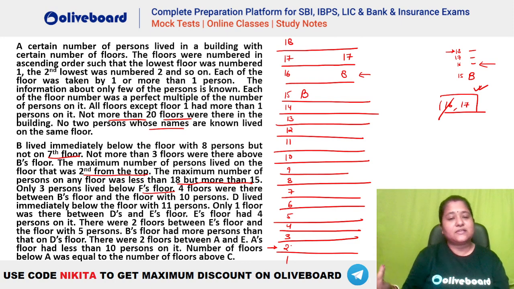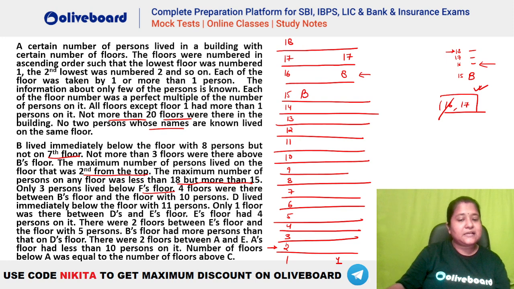Now floor number 1 can have only one person. Why? Because you can see that the floor number has to be a multiple of the number of persons. So you cannot have more than one person here. So we know that this has to be one person here. Similarly, let's say we have floor number 2, right? So the number of persons has to be either 2 or 1, because 2 is a multiple of 2 as well as 1.